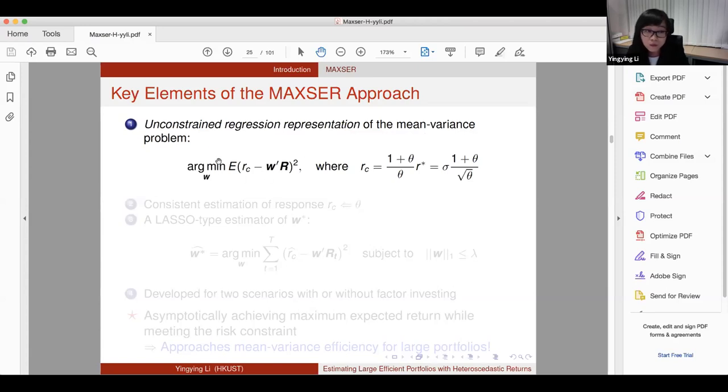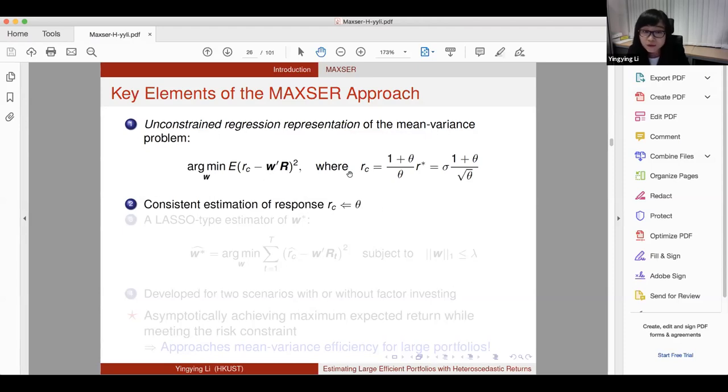So this regression actually is very special. The left-hand side, basically the response, is actually a constant. This constant depends on the optimal Sharpe ratio theta, as well as the optimal expected return given such risk level. On the right-hand side, our predictors will be the returns, and if we solve for it, we get the portfolio weights. So this is an equivalent form of the Markowitz optimization, and then we have to solve it to find the solutions.